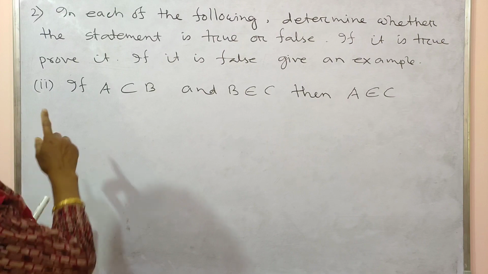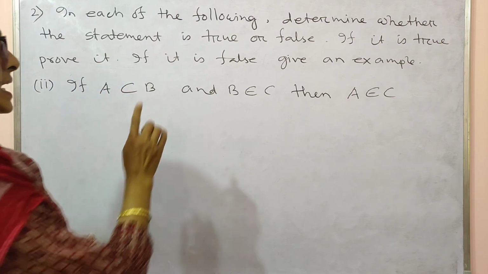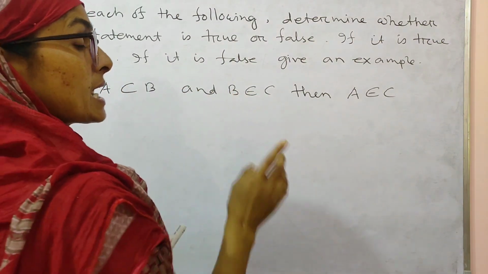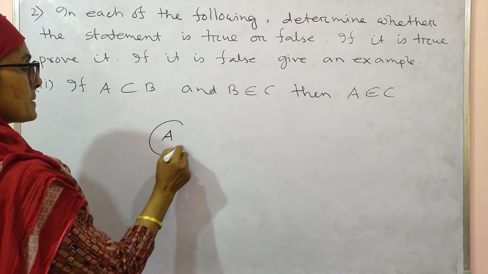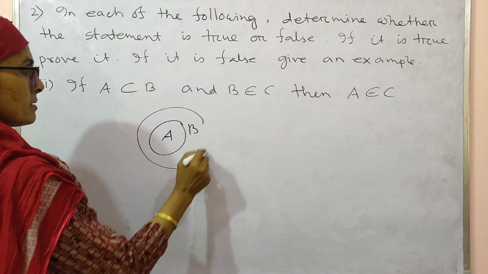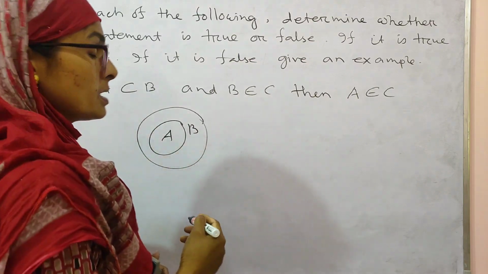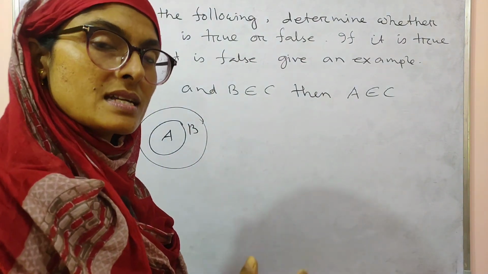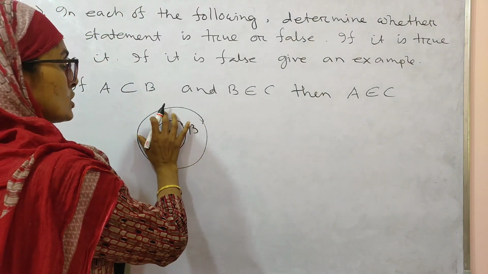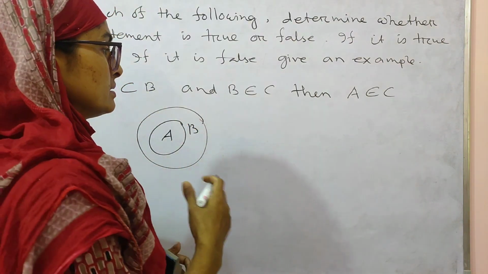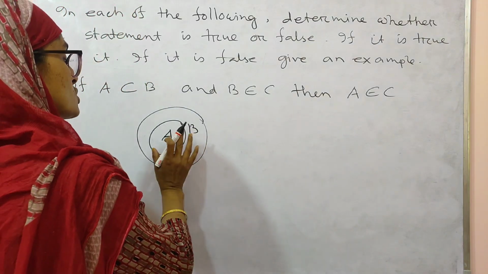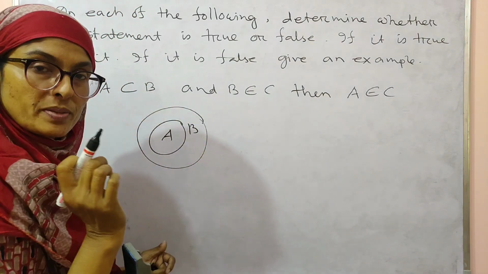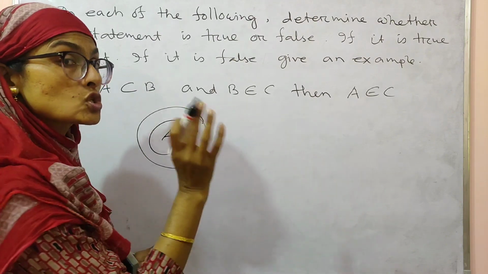Number 2: if A is a subset of B and B belongs to C, then A belongs to C. A is a subset of B. If you are getting any problem in sets, draw a Venn diagram, then your problem will be solved. Remember this one. So here A is a subset of B and B belongs to C.